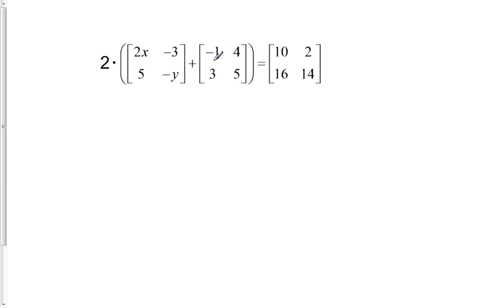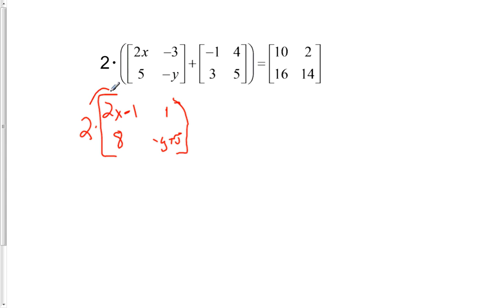2x plus negative 1 has to get added together first. Well, since those aren't like terms, all I can do is put them next to each other, and that would be my first position, 2x minus 1. The next position is negative 3 plus 4, that's 1. 5 plus 3 is 8, and negative y plus 5 is again just that, negative y plus 5. So this is the matrix addition, and I still have my distribution with the scalar 2 in the front of that.